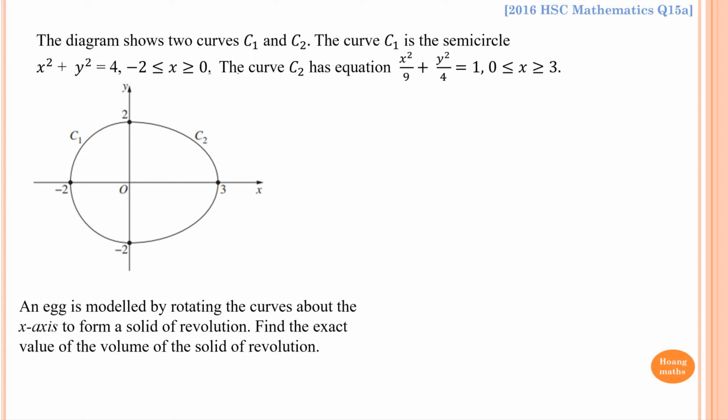So we just need to find the volume of this one here and this volume. So it's rotated about the x-axis. So what we need to do is find this volume. Find V1, and then we find V2. Let's say C1 gives V1, volume 1, and C2 gives volume 2. That's what we need to find, and then we just add them up to give us the volume.